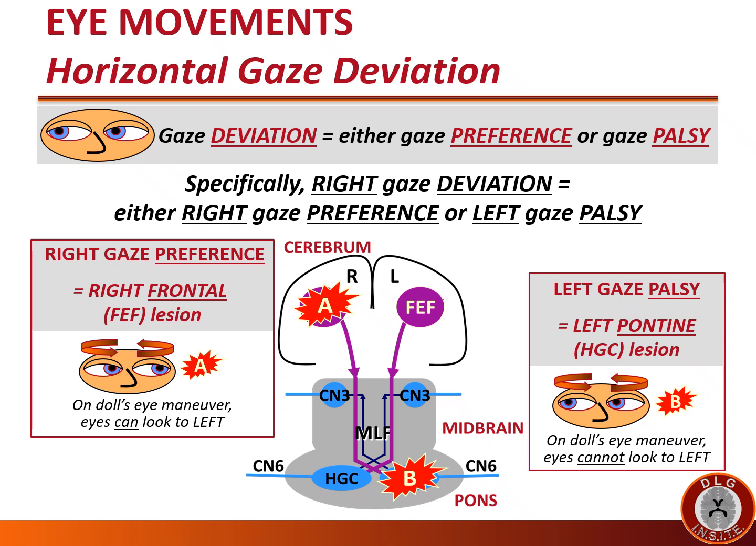Let's look at the palsy sequence. So if you have a lesion in the left pons, you can't look left. So we call that a left gaze palsy. You can't look left. We call it by the negative, left gaze palsy. And on doll's eye, the eyes will not swing to the left. So one way to remember this is a right gaze preference is in the right frontal lobe, whereas a left gaze palsy is a left pontine lesion. Right gaze preference, right frontal; left gaze palsy, left pontine. In both cases, it appears initially as a right gaze deviation.